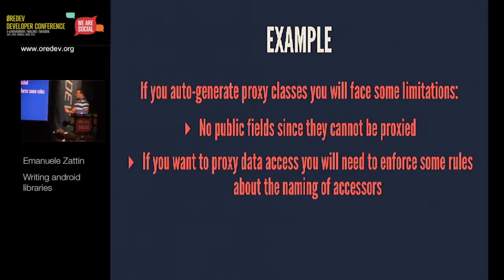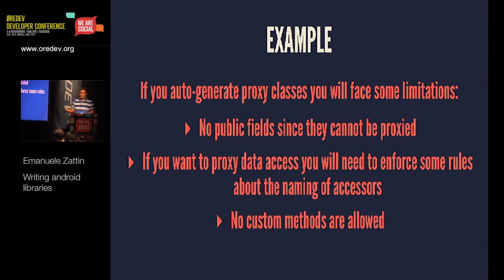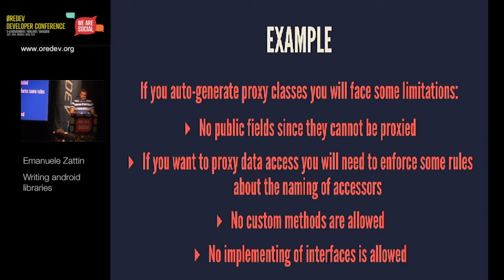Also, since you are overriding methods, but there's no way for you to know exactly what these methods do, then you need to actually enforce some rules about the naming of these methods, and especially getters and setters. And sometimes people get creative. They like to give some special names to getters and setters, so this sometimes bites you back. And no custom methods are allowed, again, because you don't know what it's doing. So you might override it, but then you have nothing, you don't know what to do with it. And of course, a consequence of this is that you cannot implement interfaces because you cannot add custom methods.